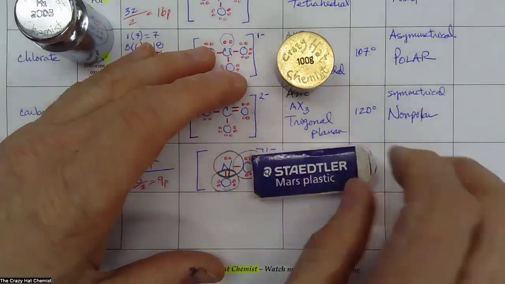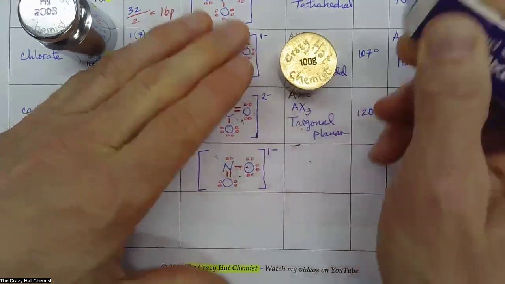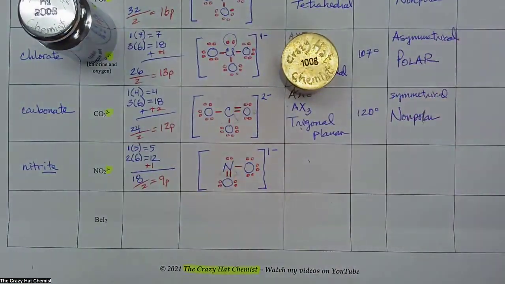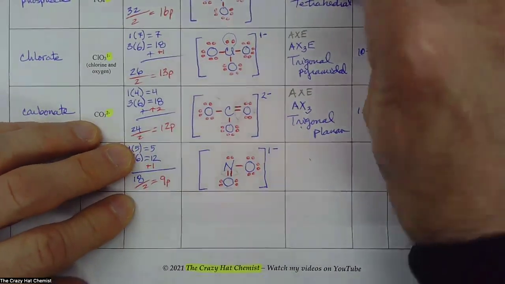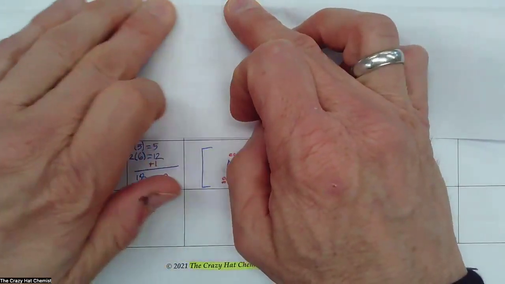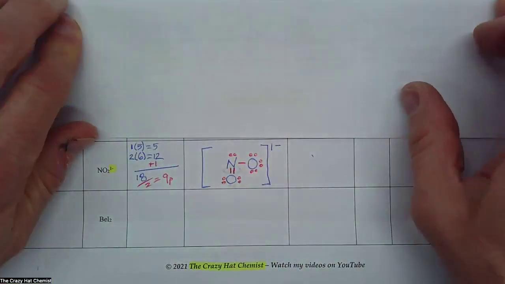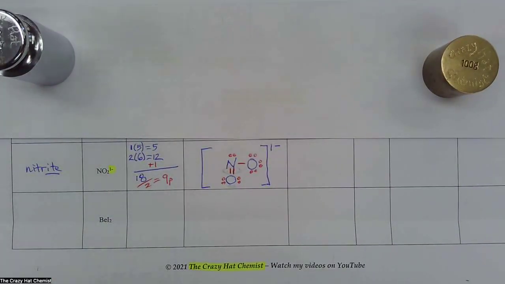So I'm going to erase all these circles. And that is looking beautiful, a thing of beauty right there. And then someone's going to ask me, well, Crazy Hat, can you do the same thing that you did with the carbonate? The answer is absolutely yes, you can. And so let's show that. There is an alternate resonance structure for nitrite. And what does that look like?